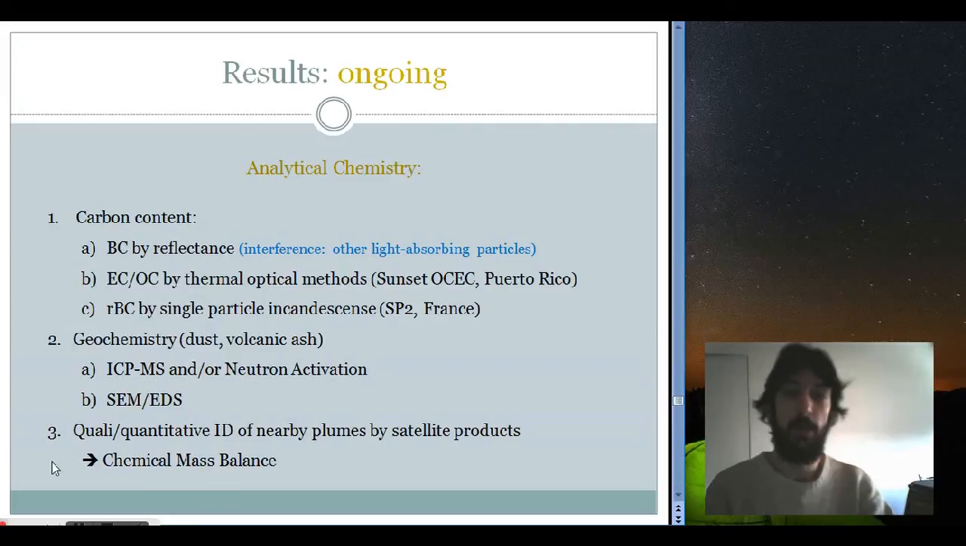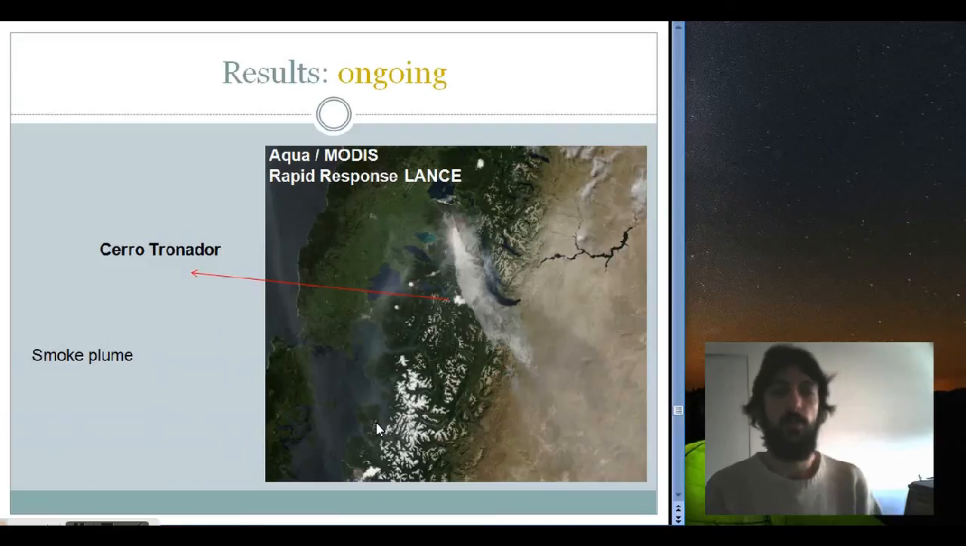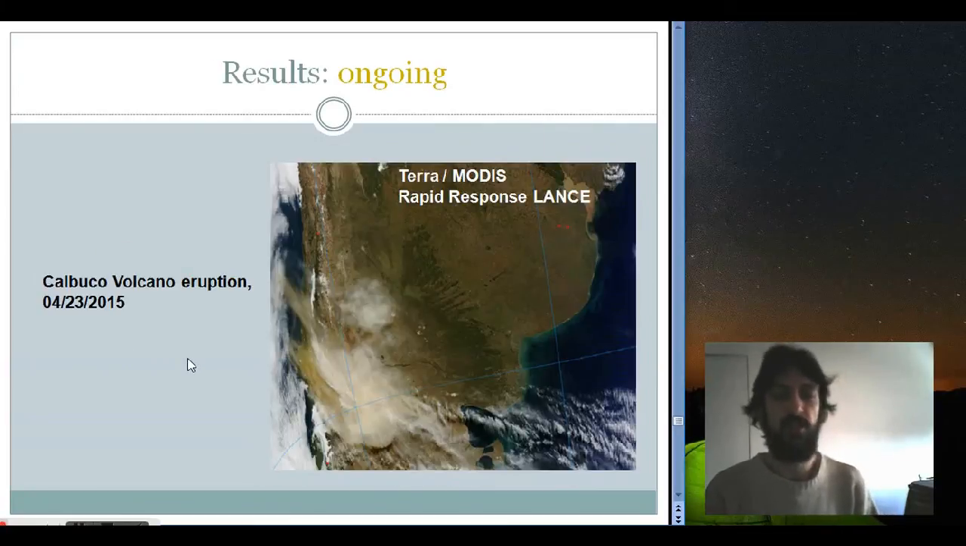But to help with that, we're going to use satellite products, and I'm going to show quickly a few images of that. We can see that satellite images show us biomass burning fires close to Cerro Tronador, so we can see that at some periods we're going to have black carbon and organic carbon deposited very likely on the glacier. And also we can see clearly how the smoke, the emissions of the volcano eruption from Calbuco volcano in Chile in April 2015, reached Mount Tronador. So it's very likely that we will find that too.